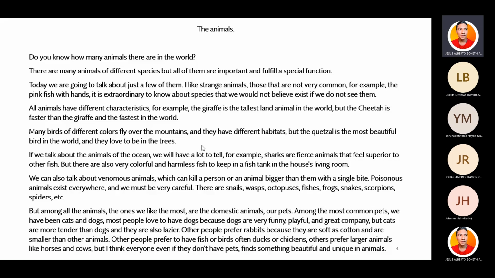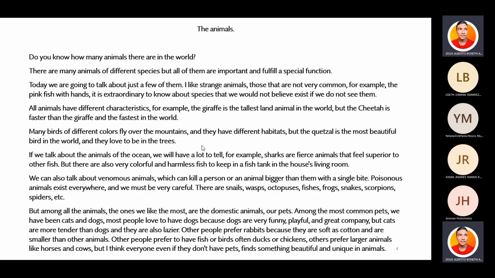Poisonous animals exist everywhere, and we must be very careful. There are snails, wasps, octopus, fish, frogs, snakes, scorpions, spiders, etc. But among all the animals, the ones we like the most are the domestic animals or pets. Among the most common pets, we have cats and dogs.